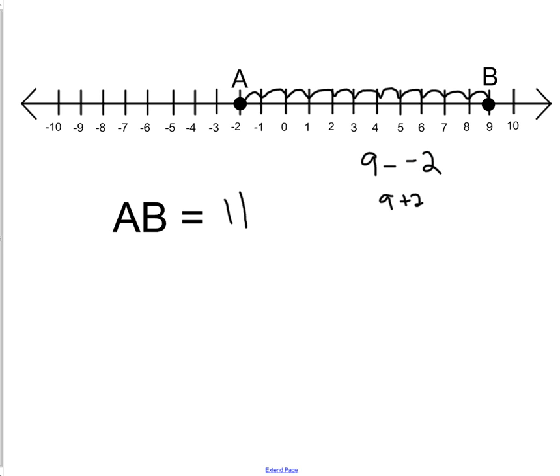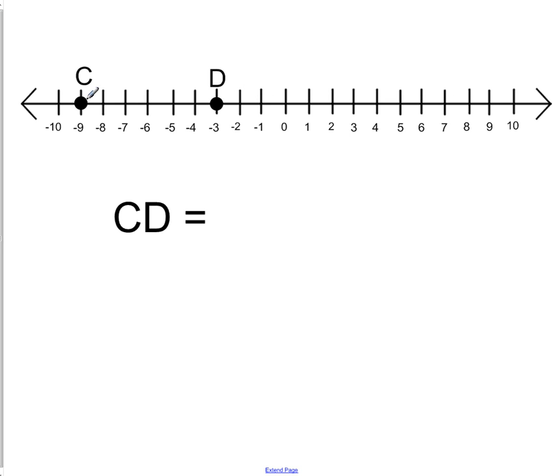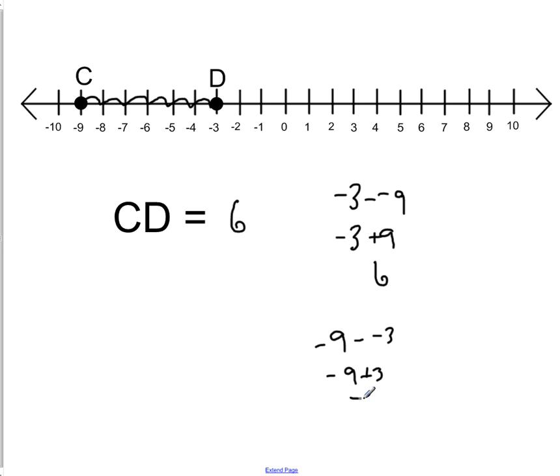Okay, so another example, if we have CD here, we could just count. So we could just bounce from C to D, 1, 2, 3, 4, 5, 6. So from C to D is clearly 6. Or use the subtraction technique. So -3 minus -9. That's the same as saying -3 plus 9, which is 6. And let's say on accident you subtracted them out of order and you said, well, -9 minus -3. Well, that's going to end up being -9 plus 3, which gives you -6.